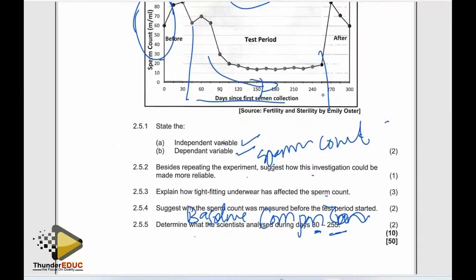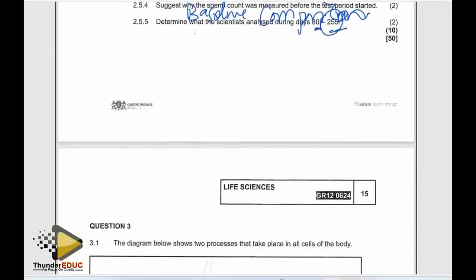Or what they say, determine what the scientist analyzed. That's what they analyze. So basically, the scientists analyze the trend and the change in the sperm count over time. Then they observe the impact of wearing the tight fitting underwear on the sperm count. The impact is a decrease in the sperm count from 30 to 90, and then the sperm count becomes constant to 255. So basically, it depends on your English, you have to put it out.